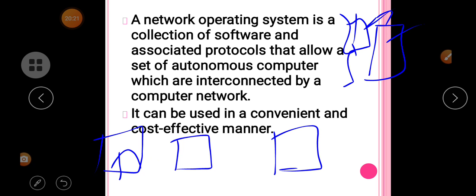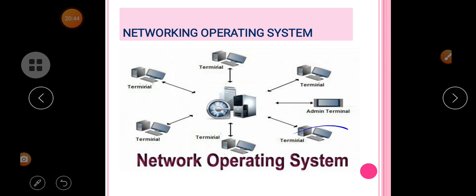See here, the hardware devices used are minimized. We cannot purchase printers for all these individual systems, is it right? So with the help of networking we can print from any one of the computers. Okay, so this is the same implication here. You can connect with all the other systems which are connected to this system.